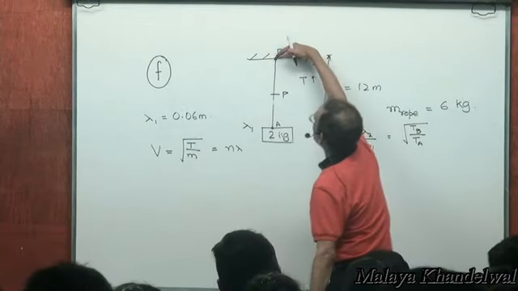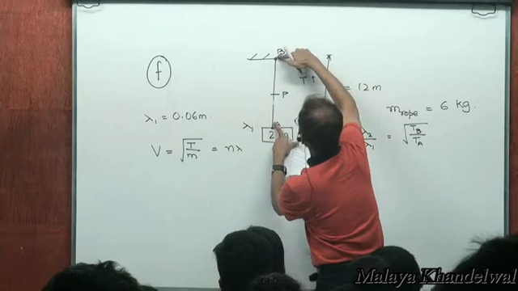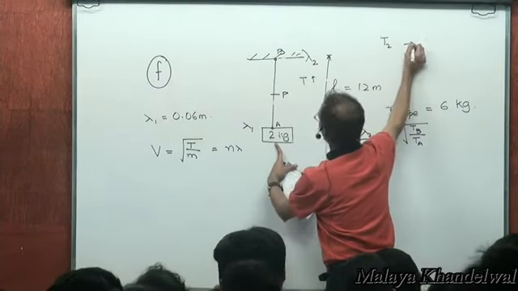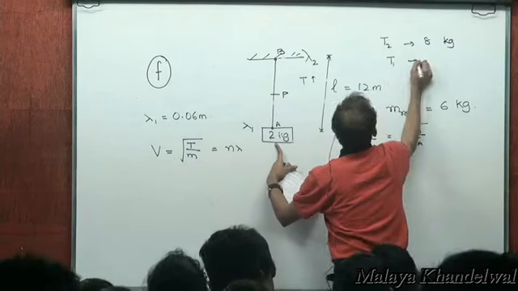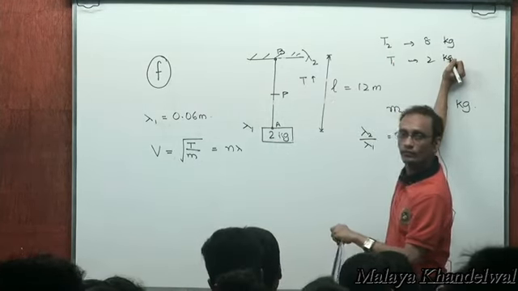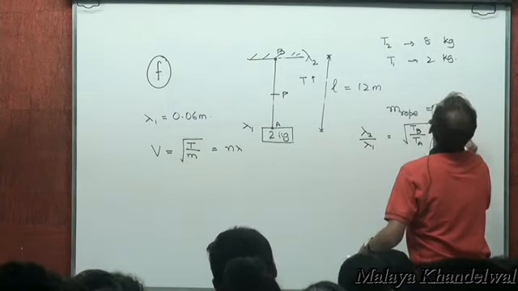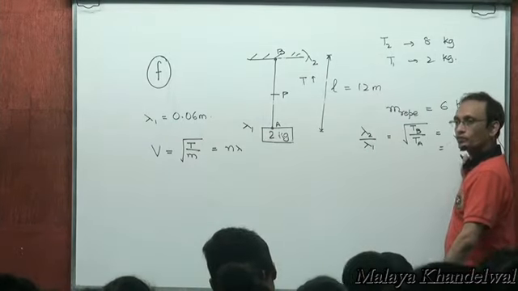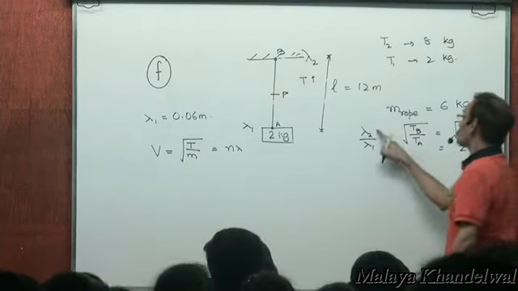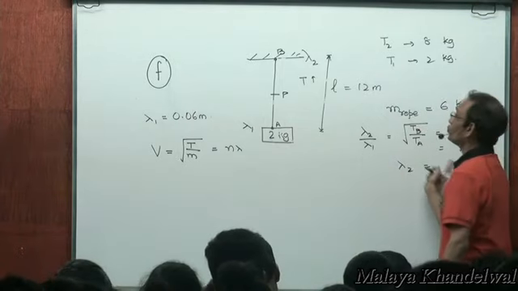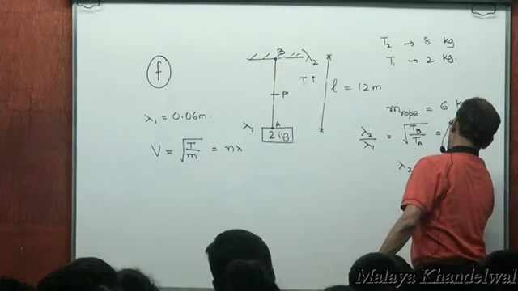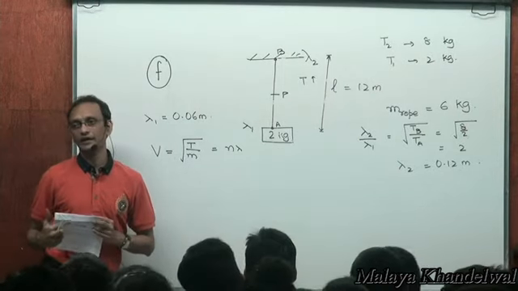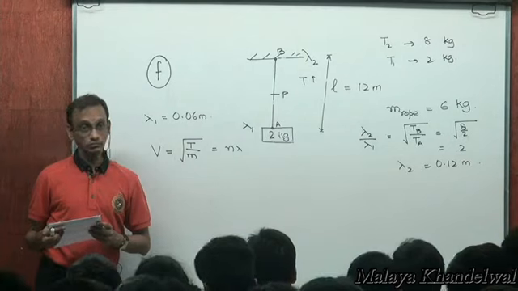Right. And tension at B, what does it support? It supports 6 kgs and 2 kgs, 8 kgs. Tension at A supports only 2 kgs. So can I replace T2 by 8 kgs and T1 by 2 kgs? Yes. So this would be root 8 by 2, which is 2. Are you okay with this? So lambda 2 would be 2 times lambda 1, which means 0.12 meters would be the wavelength when it reaches the top. I can explain again if you are baffled. Is that okay?